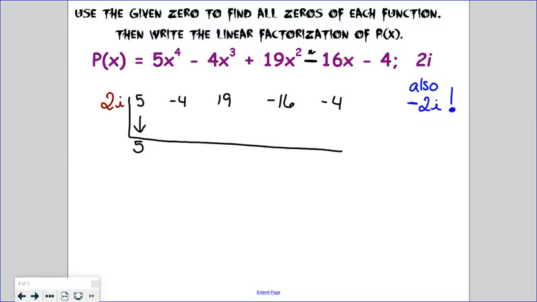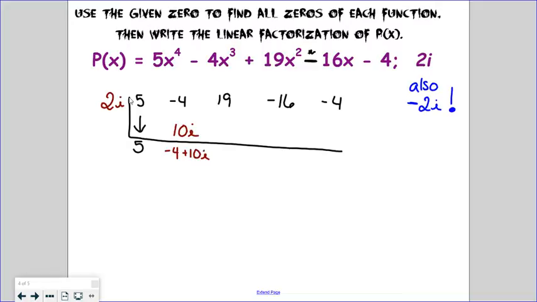2i times 5. Remember, we can multiply anything together, whether they are like terms or not. So 2 times 5 is 10i, and then we start getting those complex numbers because I cannot add things that are not like terms. So they end up just sitting next to each other, -4 plus 10i.